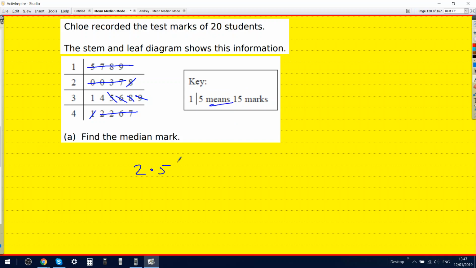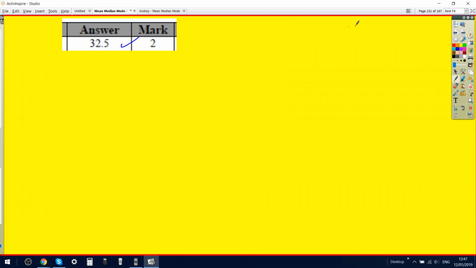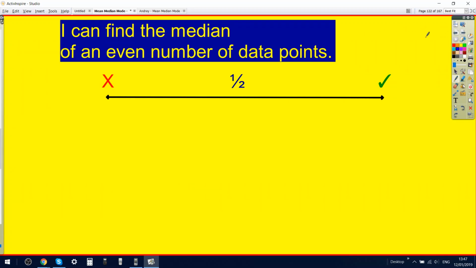15. No, it's not 2.5. What column is it in? 3. What row is it in? Yeah, and so 2.5 means? 32.5. Yeah, 32.5. That's it. Well done. So, okay, median of an even number.